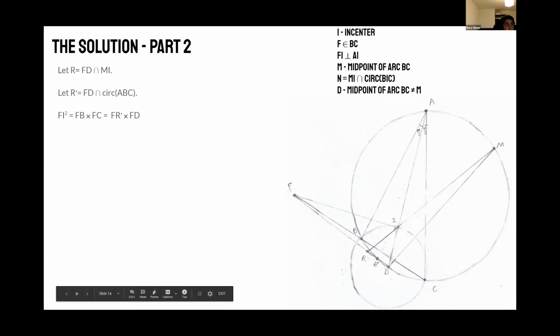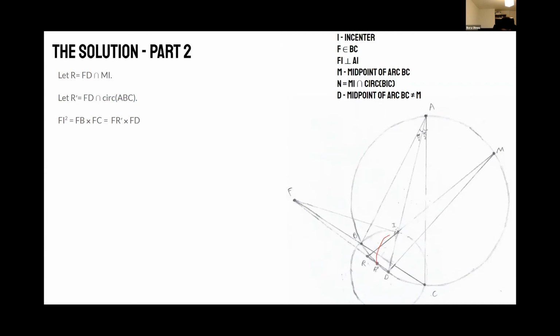But now using the converse of the power of a point, we get that F, R prime and D are collinear, as well as FR prime times FD equals FI squared. Therefore, FI will be tangent to the circumcircle of I, R prime, D at I. Okay, so we get something like this. So this is tangent here, because FI squared is equal to FR prime times FD.